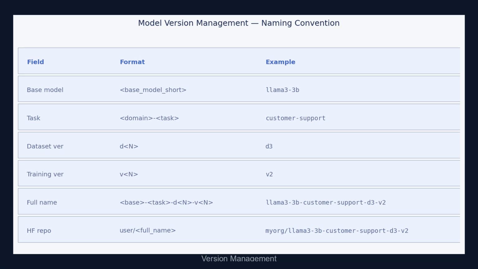Consistent model naming is a discipline that pays off immediately when you have more than 2 or 3 saved versions. The convention shown here encodes 4 pieces of information directly in the directory name. The base model abbreviated to something like Llama33B, the task domain like customer support, the dataset version as D3, and the training version as V2. Combined, that gives you Llama33B-customer-support-D3-V2, a name that tells you exactly what base model was used, what the model was trained to do, which dataset iteration it was trained on, and which training run produced it.